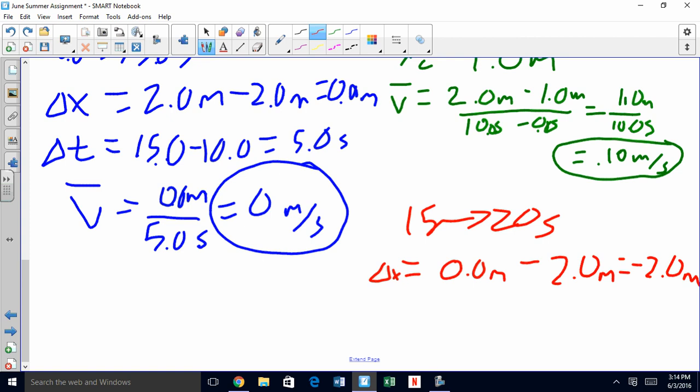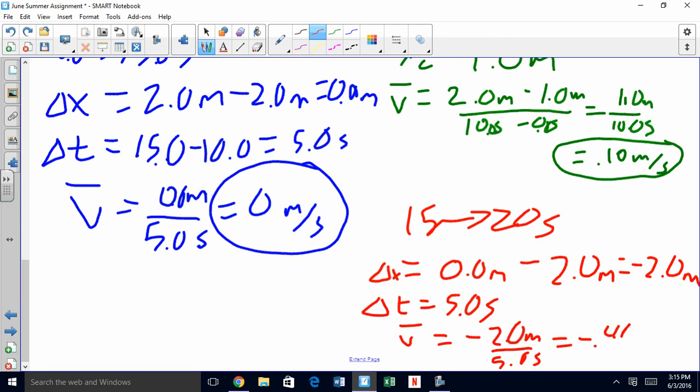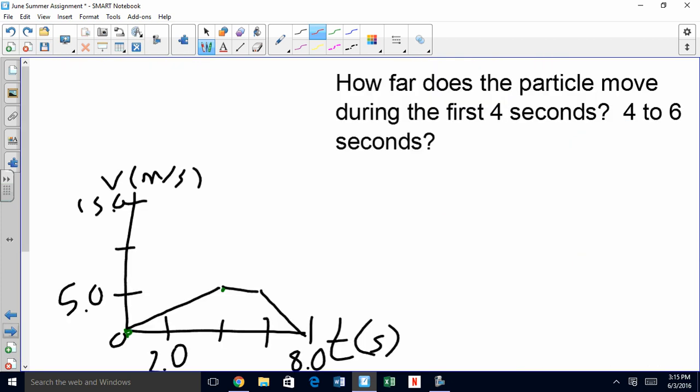The negative sign is representing that we're actually doing a displacement. We're doing a vector, not a scalar. The negative tells us we went backwards. And then delta t is just 20 minus 15, which would be 5.0 seconds. It would be very odd if t was ever negative. And then v bar for the last section would be negative 2.0 meters over 5.0 seconds, which would be negative 0.40 meters per second. And again, we see that negative sign, which means this is a vector and it's going backwards.